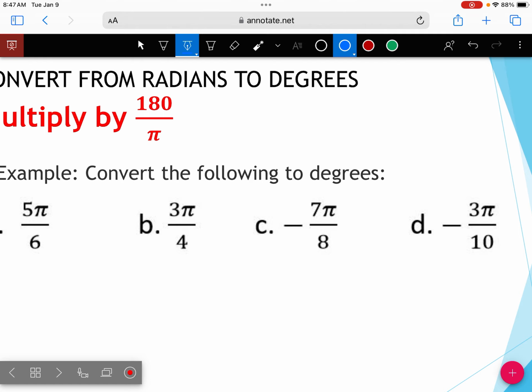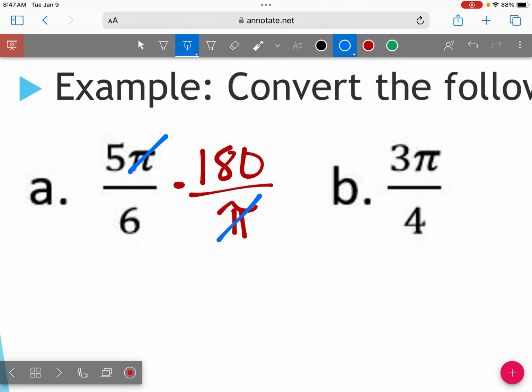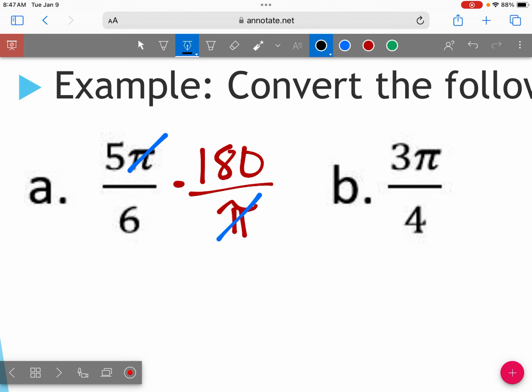All right, so let's go ahead and do the first two together. So now I'm multiplying by 180 over pi. So what is going to cancel out? The pi. So let's cancel that out. So essentially what I have is 5 times 180 over 6. So there's two different ways we can do this. One way would be to take 5 times 180 and then take that number and divide it by 6.